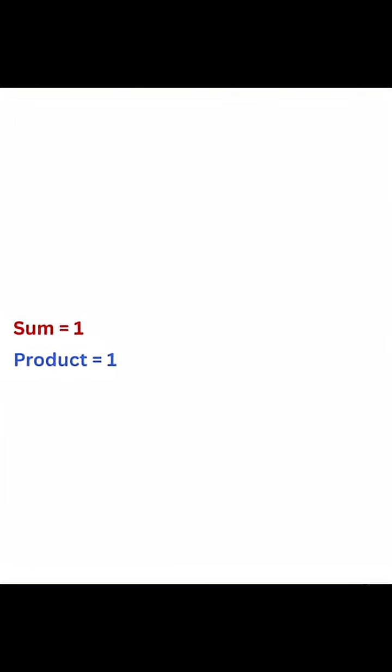Let the two numbers be x and y. Since their sum is equal to 1, we can write our first equation as x plus y is equal to 1. Since their product is also equal to 1, our second equation is x multiplied by y is equal to 1. Our goal is to solve this system of equations.